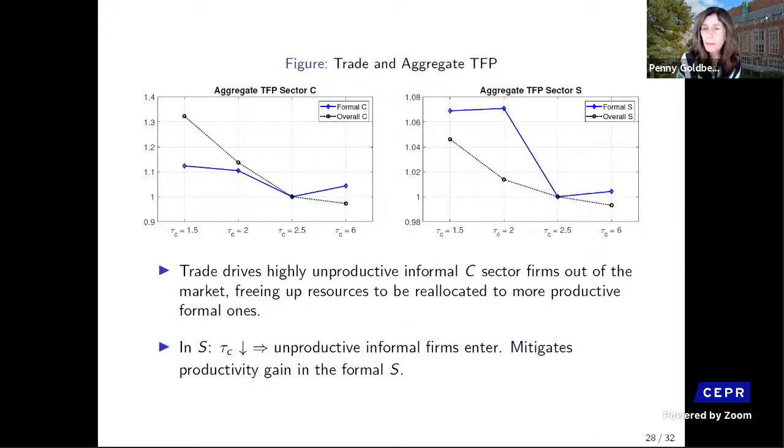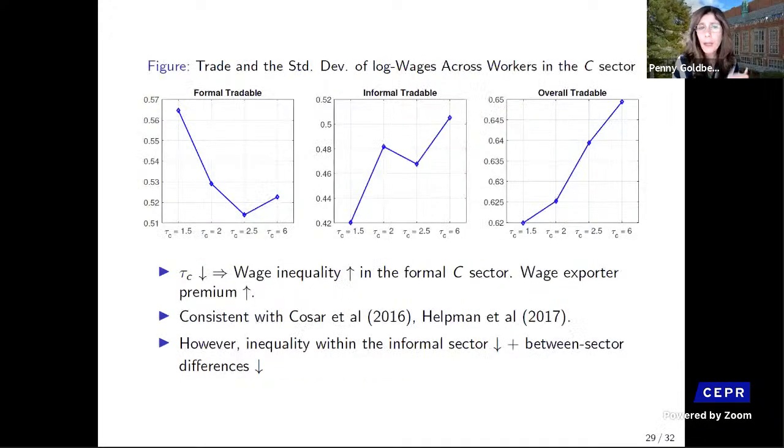So despite this effect on the service sector, if we take both sectors together, we still document a very large increase in aggregate TFP. What about wage inequality? So the effects on wage inequality are very interesting in this model. And this is another case where the results we get with informality are very different from the results one gets without the informal sector. And so let me tell you what happens in the manufacturing sector.